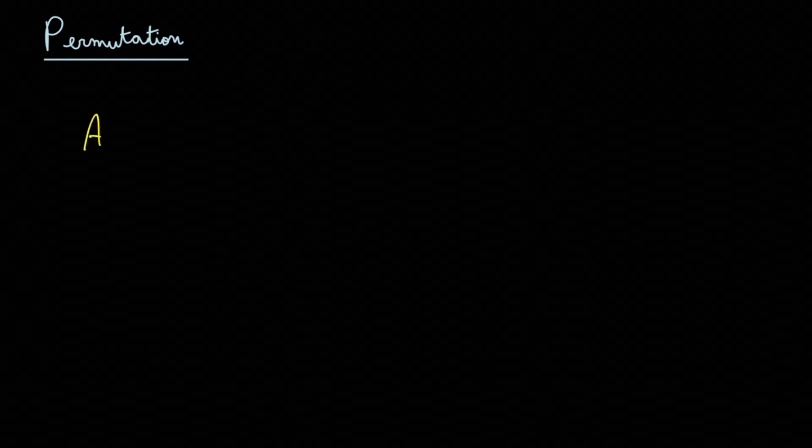We will introduce the idea of a permutation. A permutation is simply an arrangement of objects in order. Think of it as lining things up. For example, take the three letters A, B, and C. How many different ways can we arrange them?